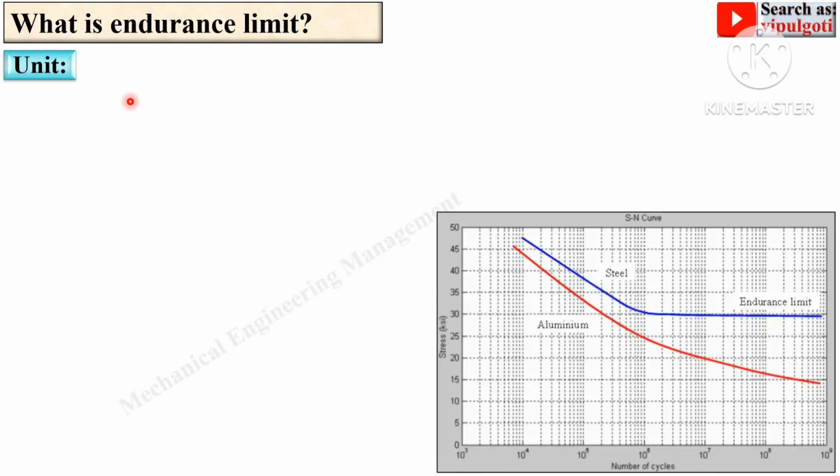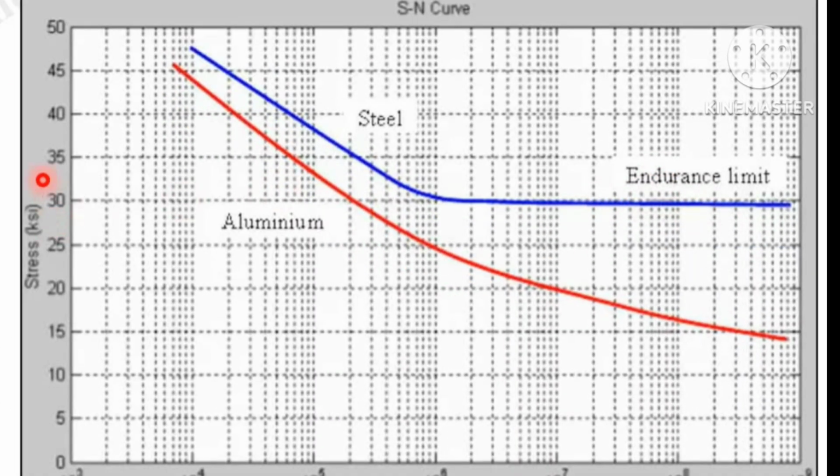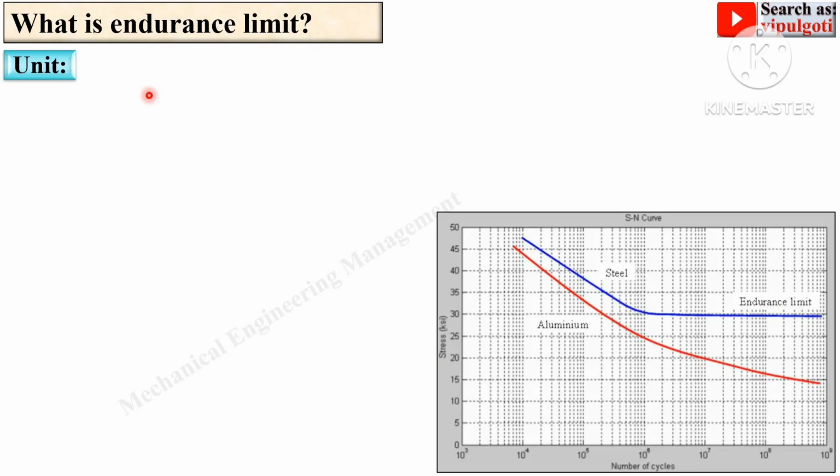Can you tell me, my dear friends, what will be the unit of the endurance limit? It's very simple, because the endurance limit is the value of the stress. And you know that stress is load upon area, so the unit of stress is Newton per mm square or megapascal, and the same unit is for the endurance limit.